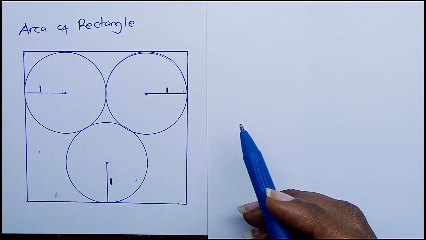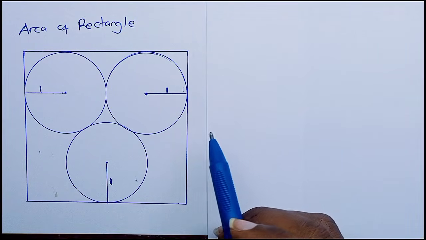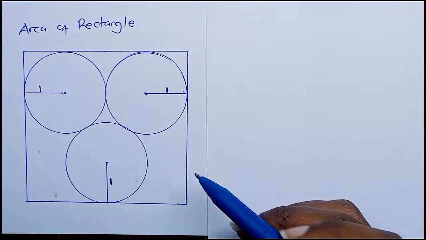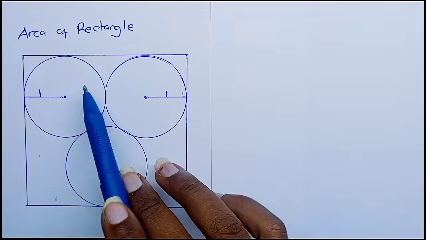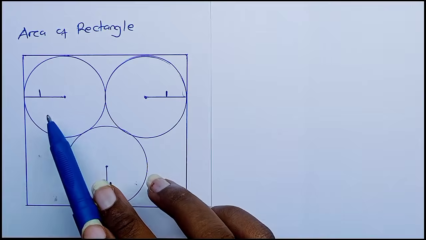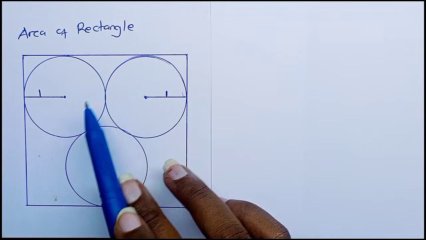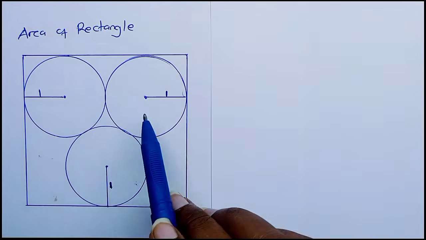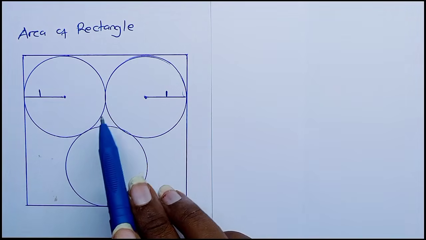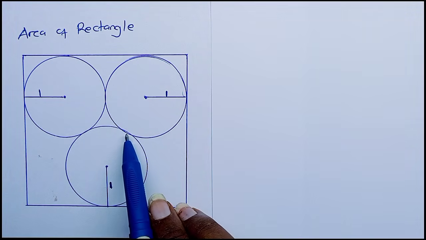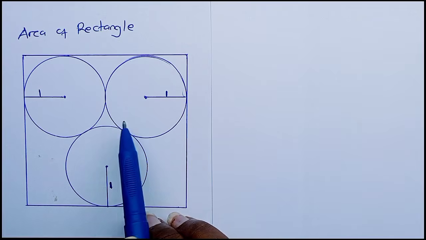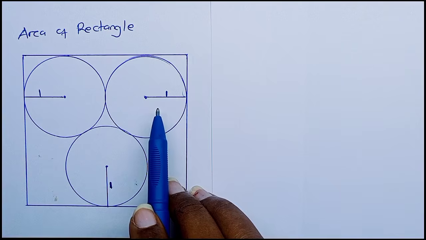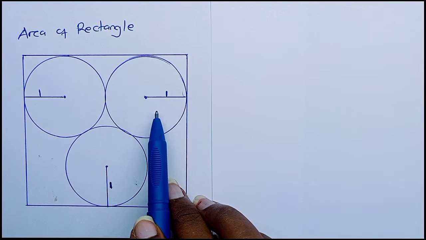In this video, we are required to find the area of the rectangle. So we have three identical circles, each of radius 1, that are tangent to each other. As you can see, this circle is tangent to this circle at this point. This is tangent to this circle at this point. This is tangent to this circle at this point. So they are tangent to each other and they are identical. So they all have radius of 1.